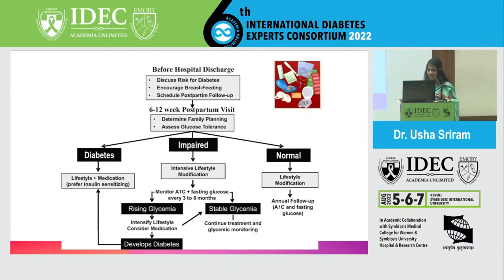So within 6 to 12 weeks, they must come back. We should discuss contraception. We should encourage breastfeeding, because breastfeeding has been shown to decrease the risk of type 2 diabetes in the mother.